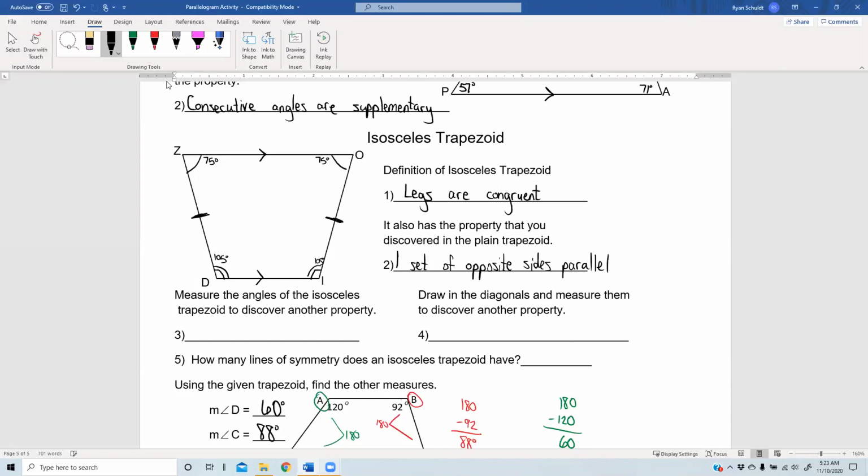Yeah, consecutive angles are supplementary. 75 plus 105, yep, that's the same. But if I look on each base, so if I look at DI, what do I notice about both of those angles? They're the same. What about if I look at ZO? They're the same. That's because on an isosceles trapezoid, base angles are congruent.